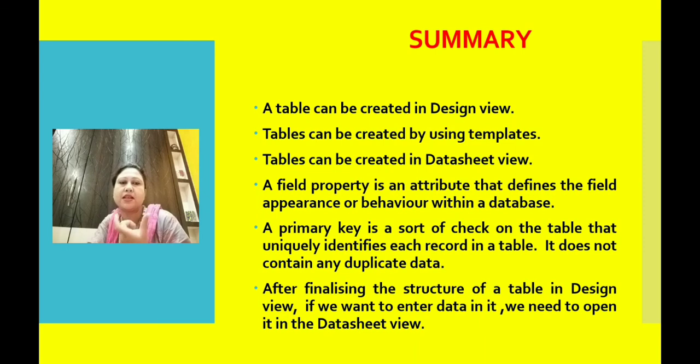A primary key is a sort of check on the table that uniquely identifies each record in a table, and it will not contain any duplicate data. That means you cannot enter the same data in a primary key field, which will show you an error message. After finalizing the structure of the table in the design view, if you want to enter data in it, we need to open it in the datasheet view, and accordingly we can enter data. These are the different topics we have touched today.